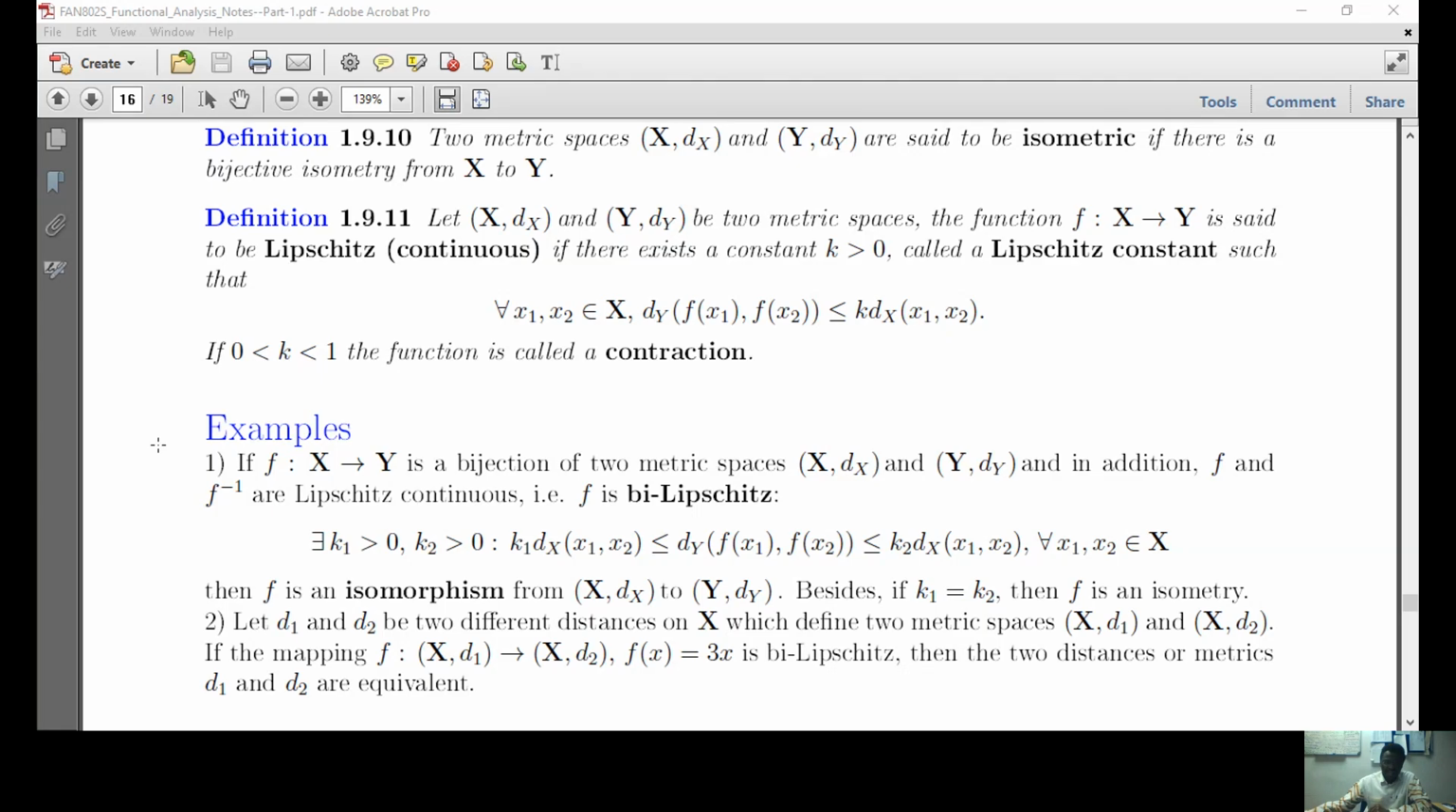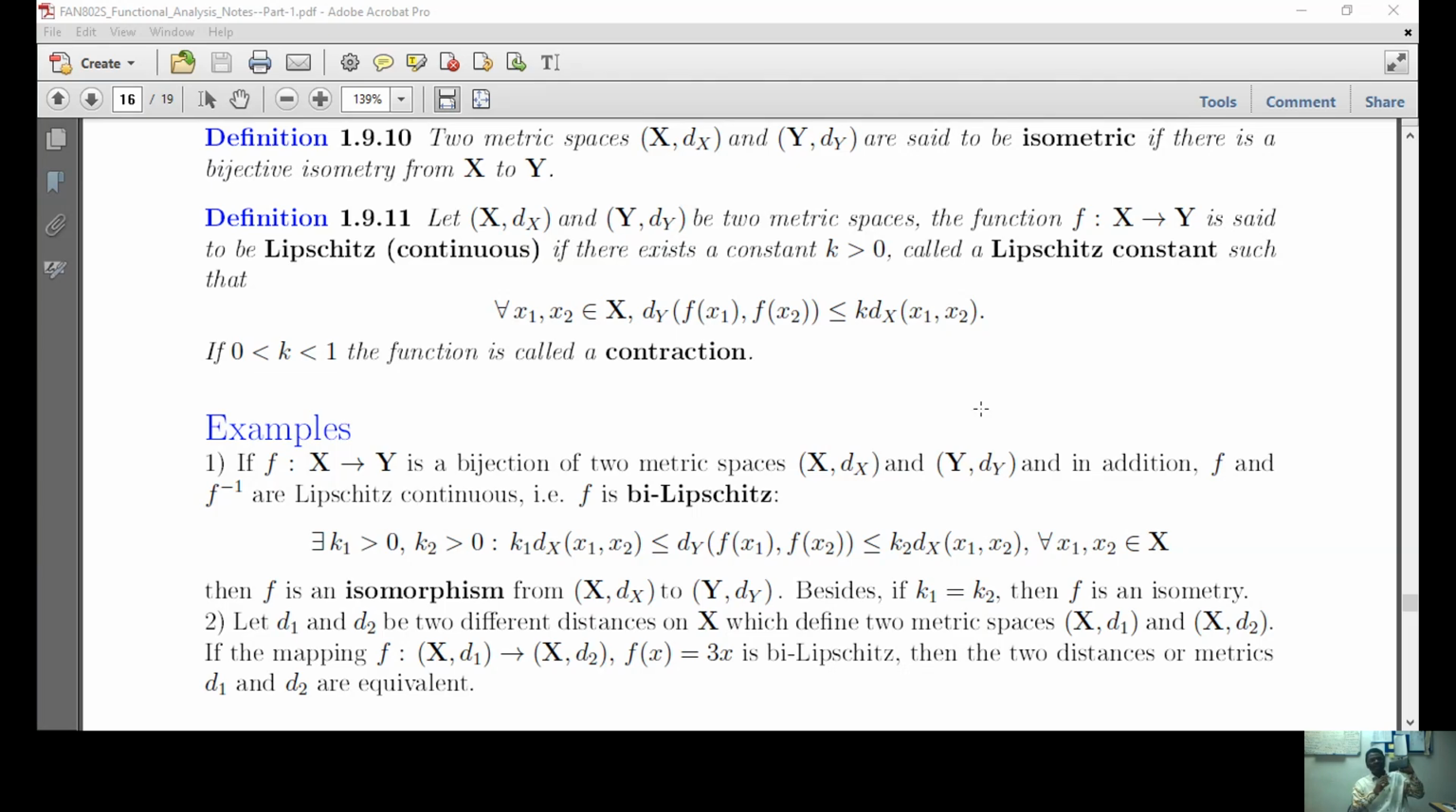Okay, now if this k is in between 0 and 1, of course it has to be positive, because it cannot be negative. If this k is less than 1, we say that the function f is a contraction. Contraction. How do we see the contraction?